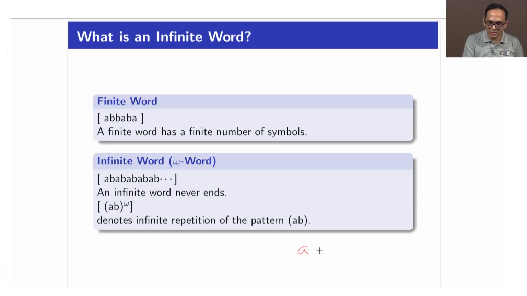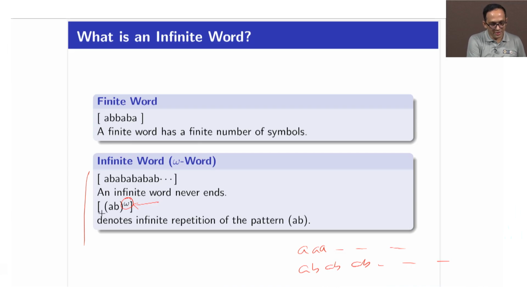An infinite word is something where the word is not of finite length, it is always infinite. Think about A, B, AB, AB, AB and so on. This is basically an infinite length word. We usually denote it by this symbol omega, right. So, this omega actually specifies the infiniteness of the word.